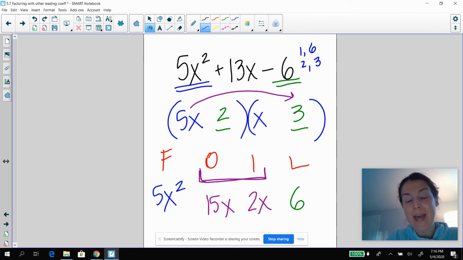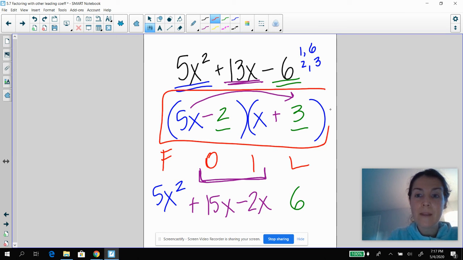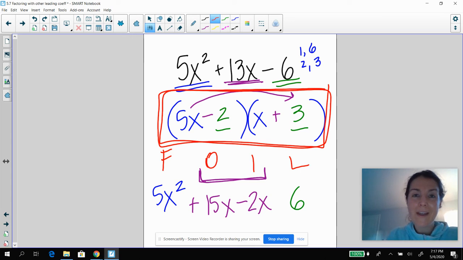Can I combine 15x and 2x and get a 13x? Yes. 15x minus 2x. So I'm going to get a positive 15x and a negative 2x. Let's just double check. Negative 2 times 3 gives me that negative 6. And so this is your final answer.